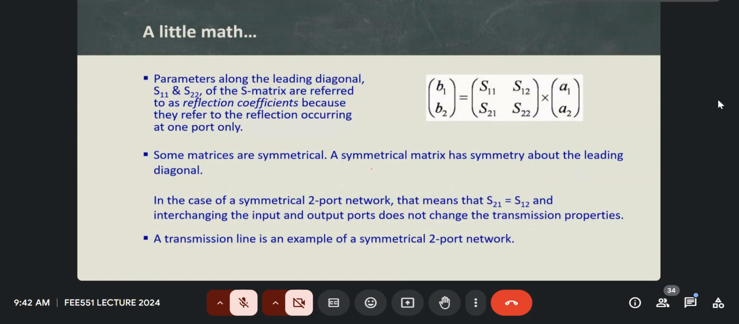And some matrices could be symmetrical. A symmetrical matrix has symmetry about the leading diagonal. So for example, S21 is equal to S12. That's a symmetrical two-port network. When these are equal, it's symmetrical. A transmission line is an example of a symmetrical two-port network.